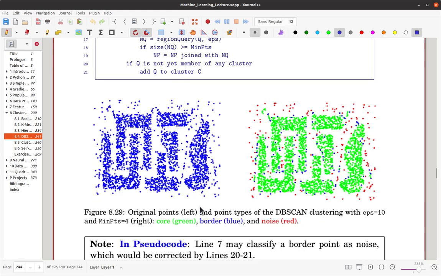Okay. Along with this DBSCAN, for the given data set, epsilon is chosen as 10, and M is chosen as 4, and with those parameters, DBSCAN found clusters. Very nicely, higher density regions are found, and these green points are core points, blue are border points, and red are considered as noise.